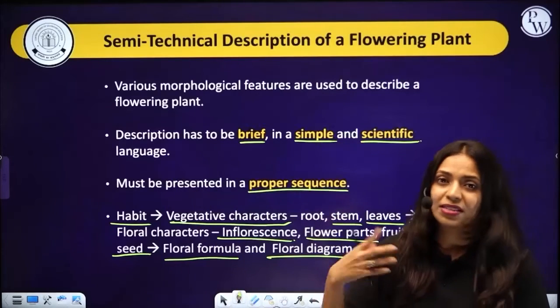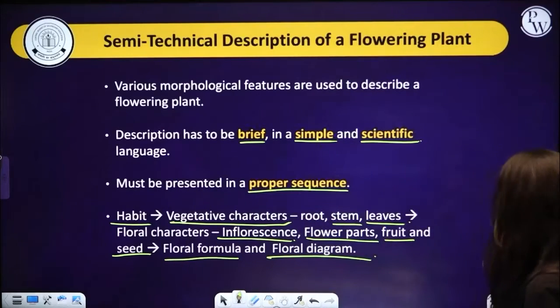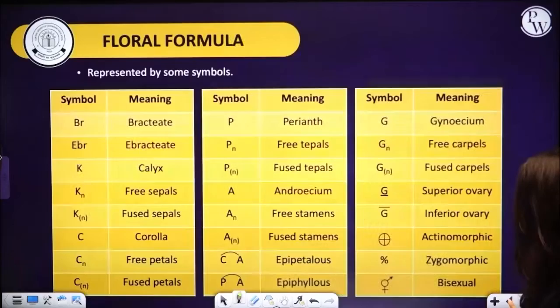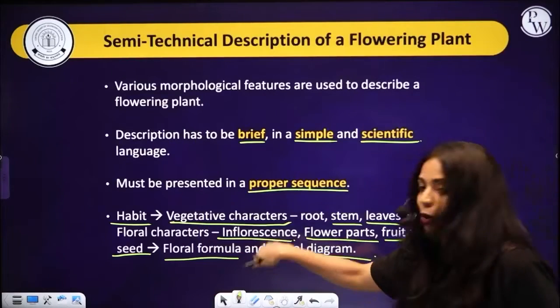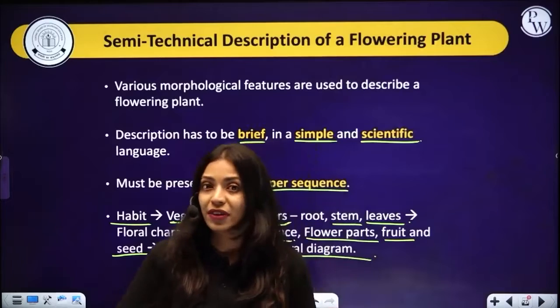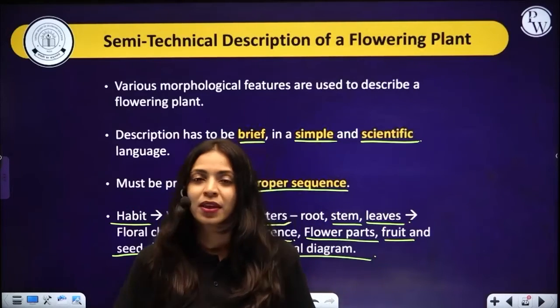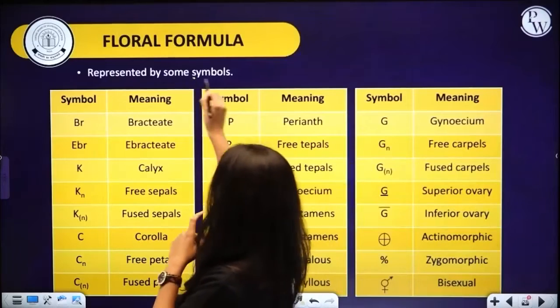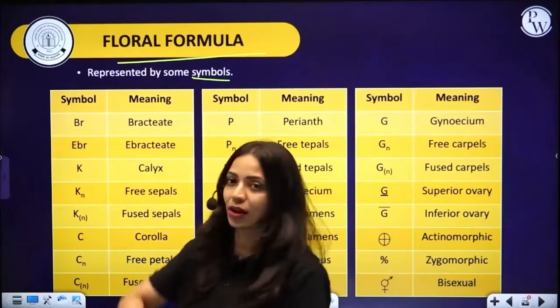Floral diagram basically is a diagrammatic representation of the flower. It looks like this. We'll get to this in a little bit. And floral formula. In a floral formula, we make use of symbols to represent whatever we have described. All right. So let's get started to understand about the symbols that are used in a floral formula.